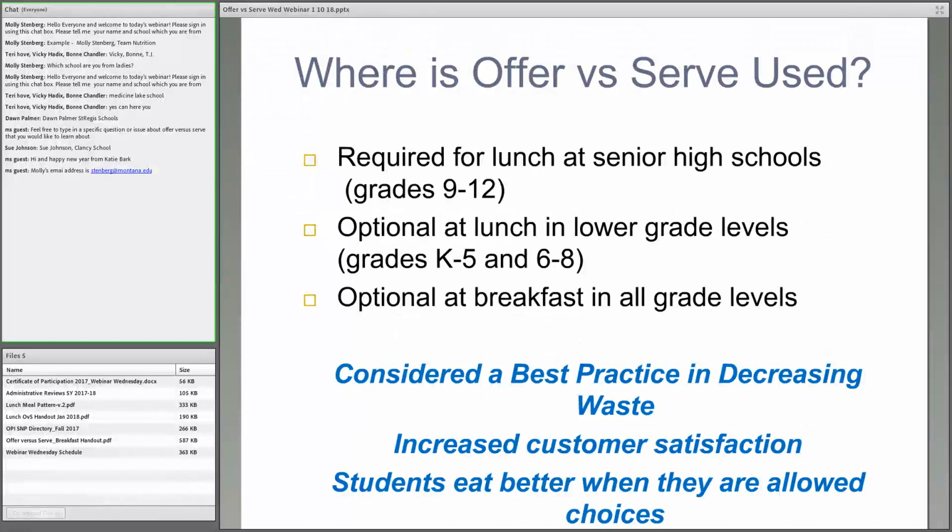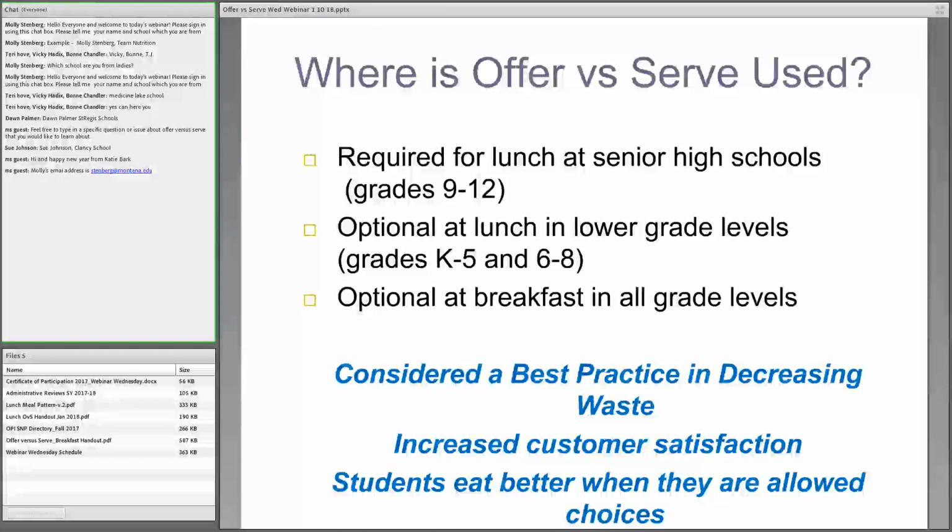So where is offer versus serve used? You guys are all using it in your lunch, which is excellent. It's actually required at lunch for senior high schools. It's optional at lunch in lower grades, so elementary and middle schools, offer versus serve is optional. And it's optional for breakfast in all grade levels. So even though it's optional, we strongly encourage that all schools use it. And the reasons why are pretty beneficial.